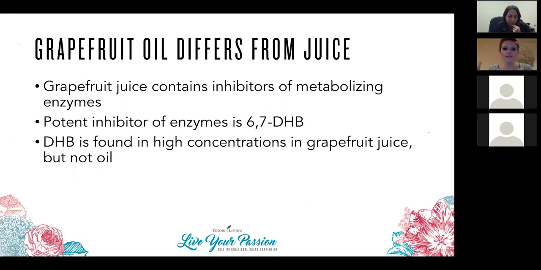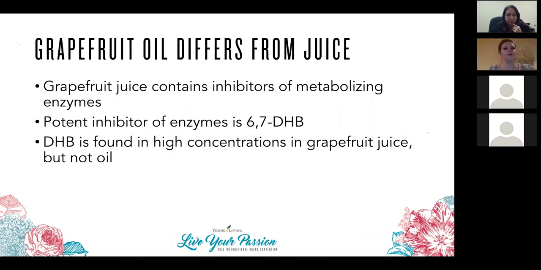We also know that here's the difference between grapefruit oil and grapefruit juice. Grapefruit juice contains a wide variety of drug metabolizing enzyme inhibitors. The most potent inhibitor of this is called 6,7-DHB. DHB is found in high concentration in grapefruit juice, but not in grapefruit oil. Now, the B in DHB stands for bergaptins. It's a class of similarly shaped molecules.